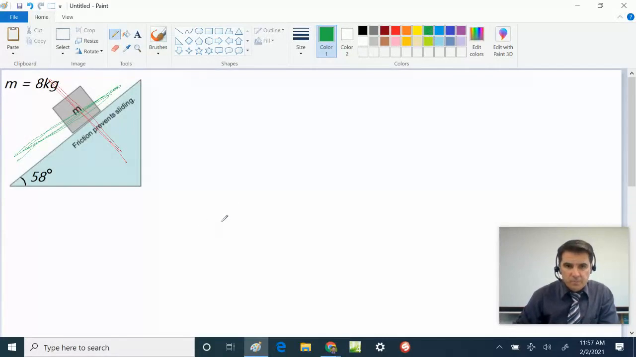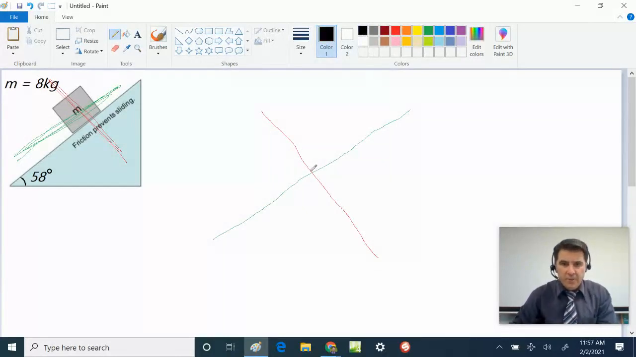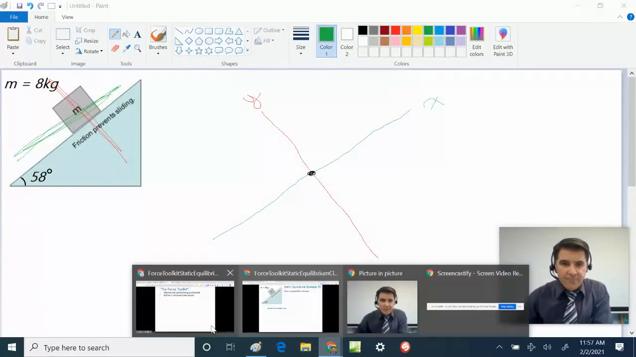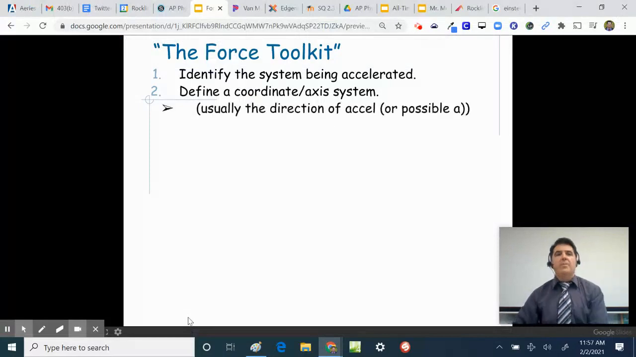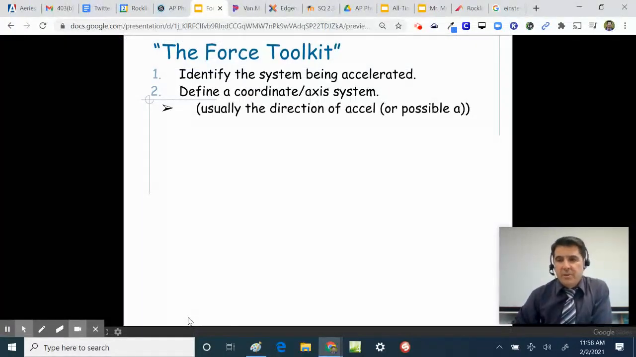If I just draw it over here at this angle, then this must be perpendicular to this here. Okay, so the box itself, I'll just put as a point right there. And that's our coordinate system. This will be my y-axis, and this will be my x-axis. Going back to here, usually the coordinate system is along the direction of motion.